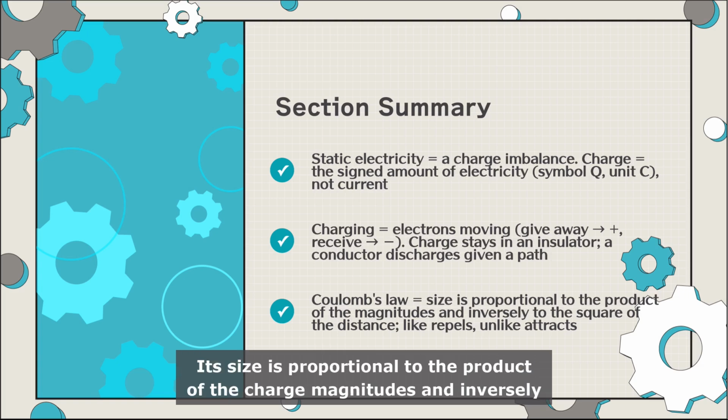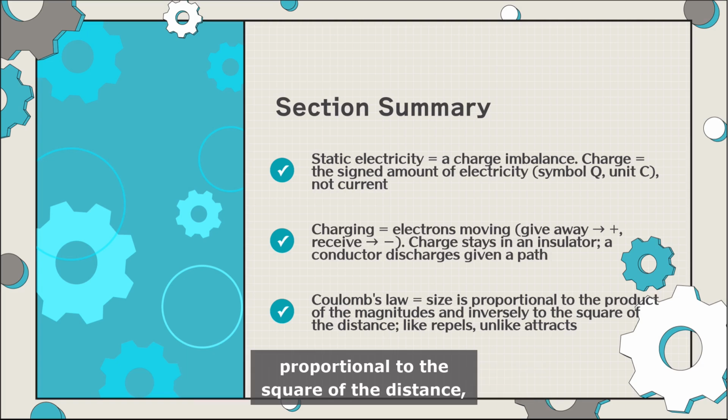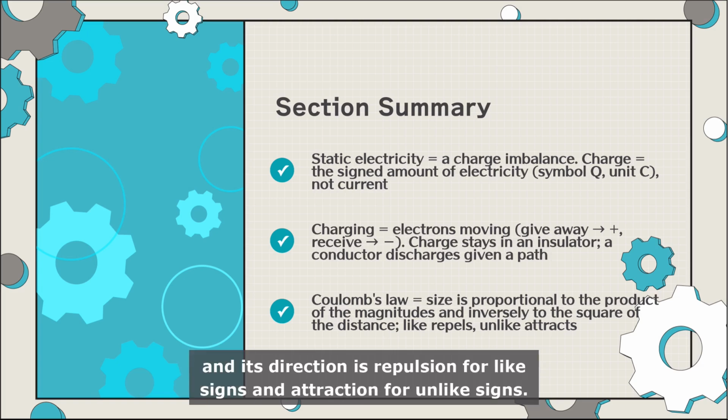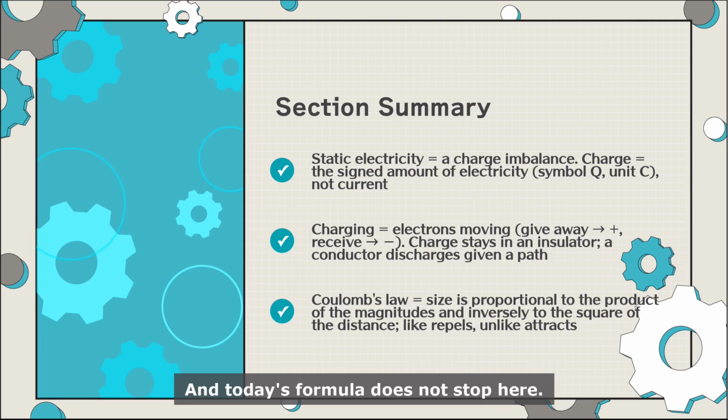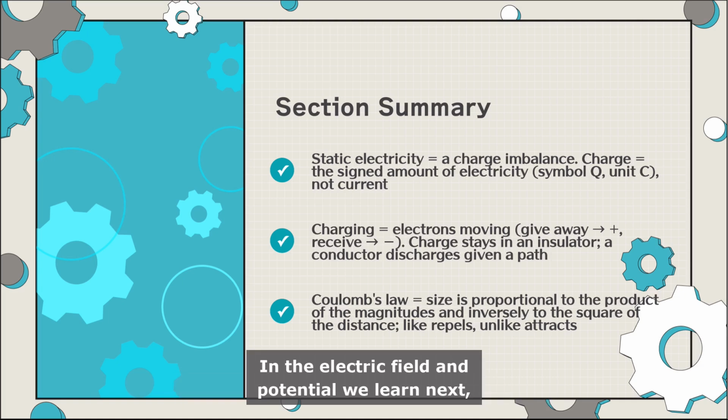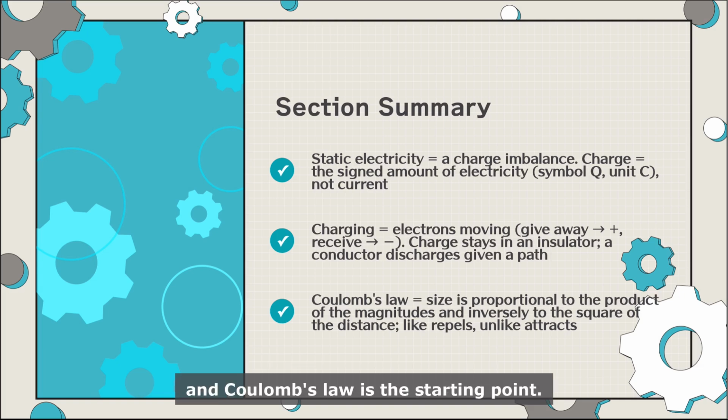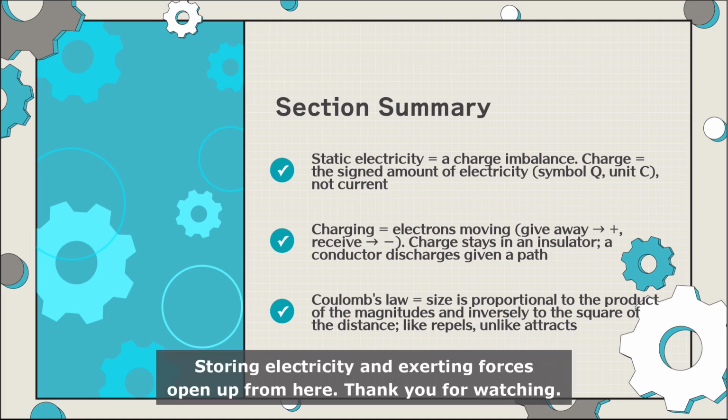Its size is proportional to the product of the charge magnitudes and inversely proportional to the square of the distance, and its direction is repulsion for like signs and attraction for unlike signs. Keep the inverse square in mind too. Twice the distance gives a quarter of the force. And today's formula does not stop here. In the electric field and potential we learn next, we think about the force on a charge place by place, and Coulomb's law is the starting point. Storing electricity and exerting forces open up from here.